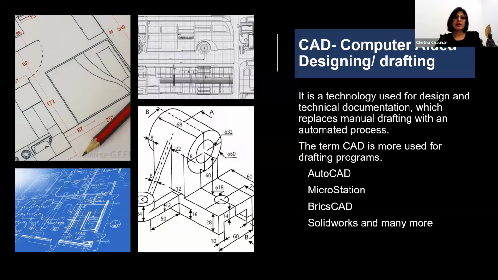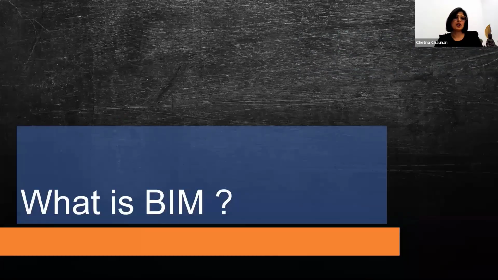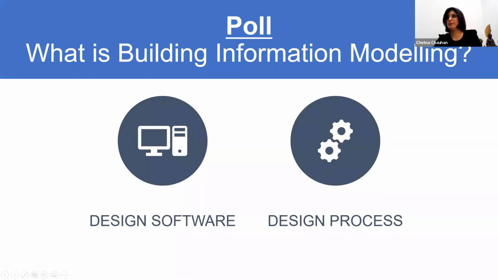But we are here to talk about BIM. So I want to know, what do you think BIM, or building information modeling, is? Is it a design software, or is it a process? So there is going to be a poll on your screens. Let's see, what do you think BIM is? Okay, nice. Let's see. So about 4 out of 21 think it's a software.